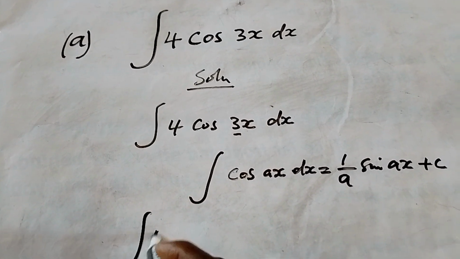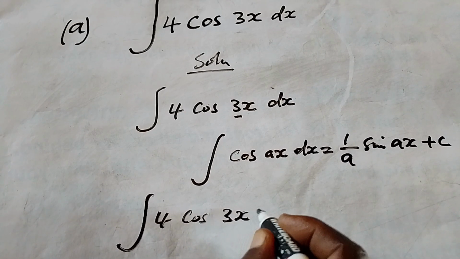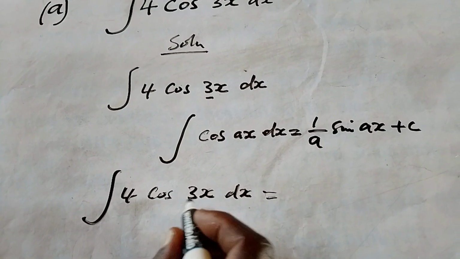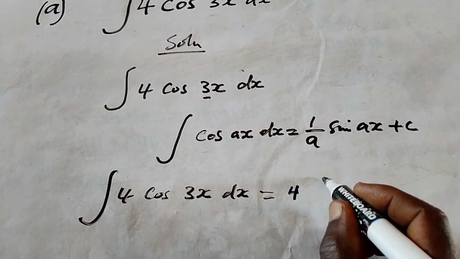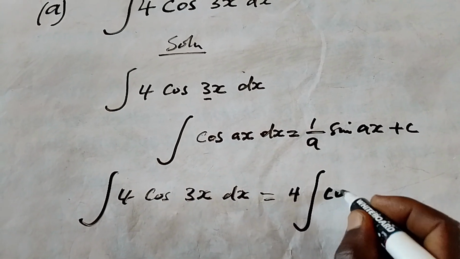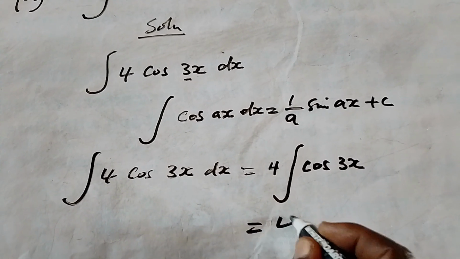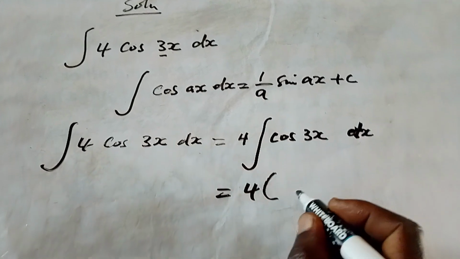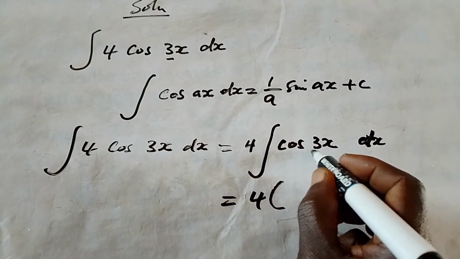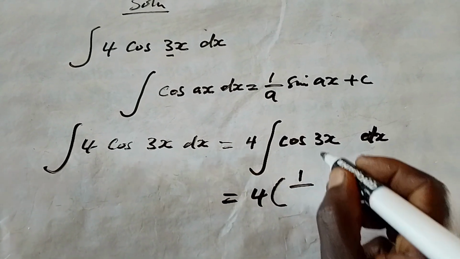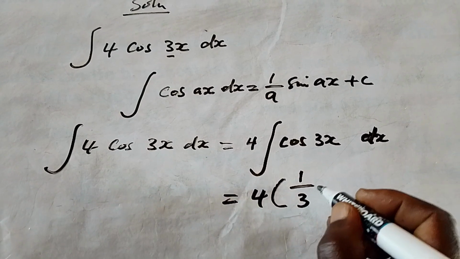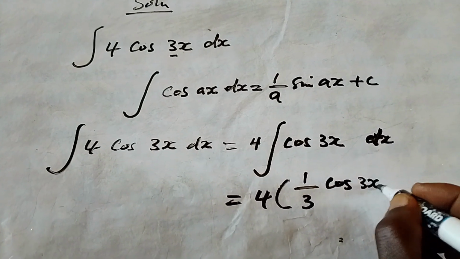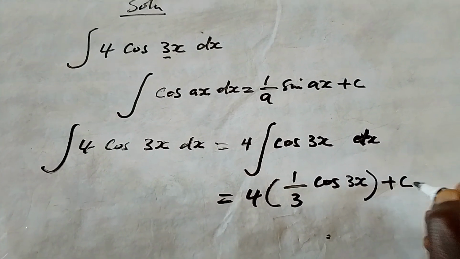So the integration of 4 cos 3x with respect to x. Here we have the coefficient of cos 3x, so we can write 4 there. Then the integration of cos 3x, multiplied by dx. So we have 4 times the integral of cos 3x, which is given by 1 over a, and our a is 3, so it will be 1 over 3. Then cos ax, we have 3x. All of this, we add a constant.